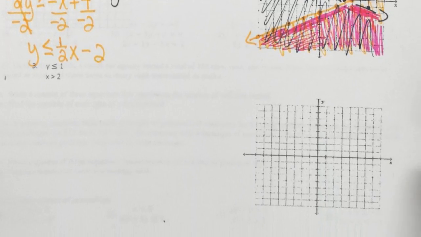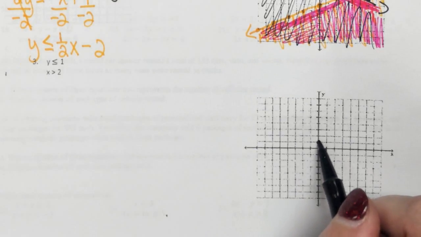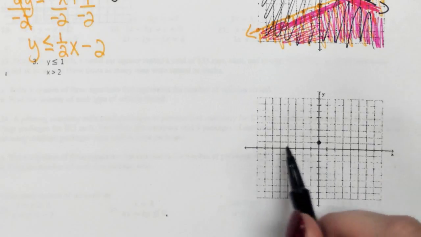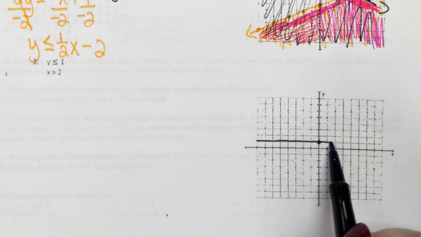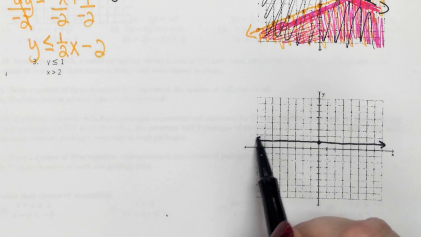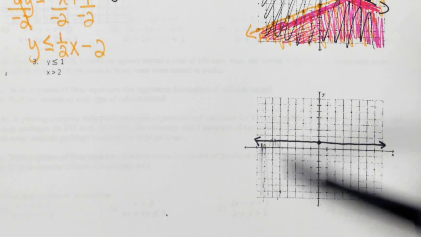What about that guy? Y is 1, right? What kind of line is that? Solid. Which way, though? Horizontal. Very good. Alright, now where's that guy's shade? Below it. Real light, though, okay? Not too dark.